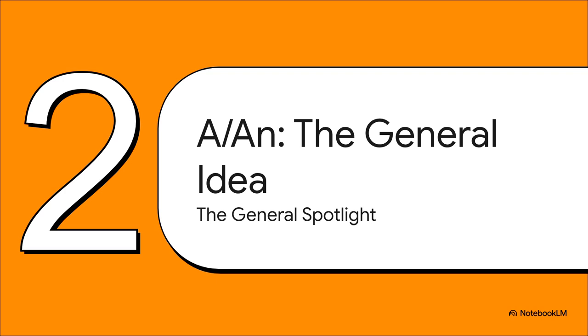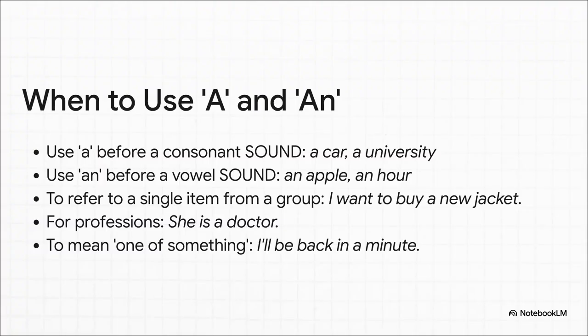We use these when we're introducing something for the very first time, or maybe just talking about any old item from a group. Now, this is maybe the most important part of this whole explainer, so listen close. It is all about the sound, not the spelling. That's a secret. The word university starts with the letter U, which is a vowel, right? But the sound is ya, which is a consonant sound. That's why we say a university.